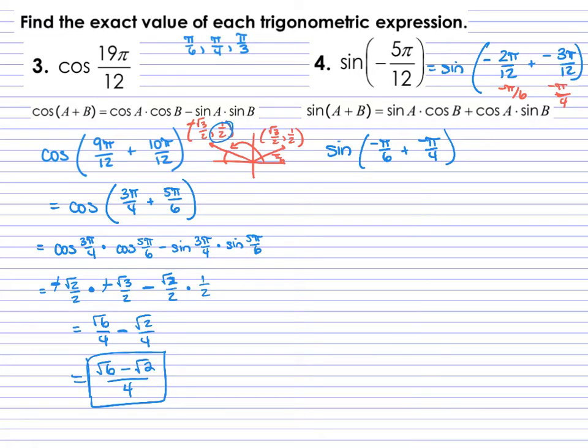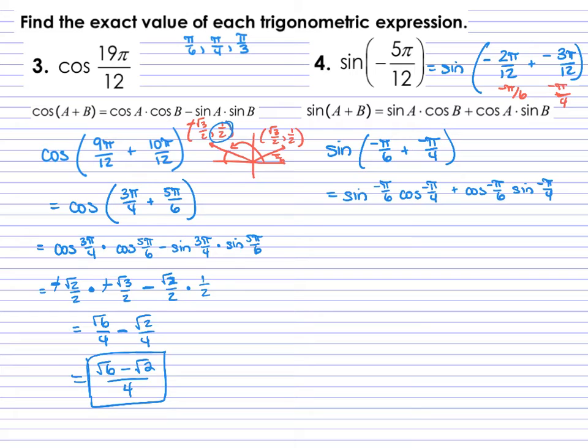All right, so from here, it is negative pi over 6, so I've got to consider that when I do my final answer, but let's think about the reference. Oh, let's actually do our equation first. So if I split this apart, I've got the sine of negative pi over 6, times the cosine of negative pi over 4, plus the cosine of negative pi over 6, times the sine of negative pi over 4. So there's my equation.